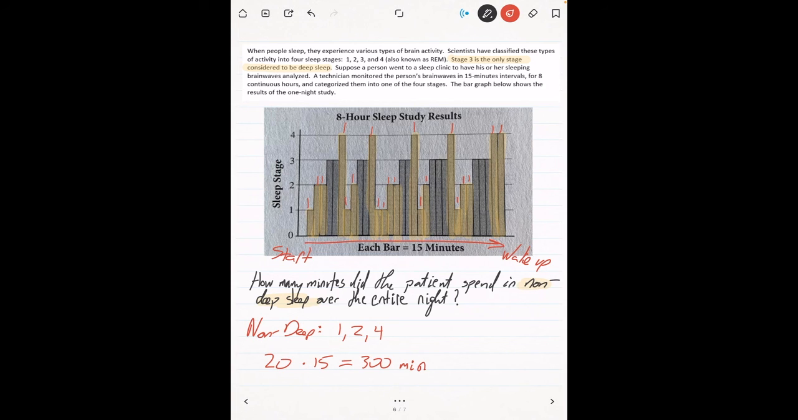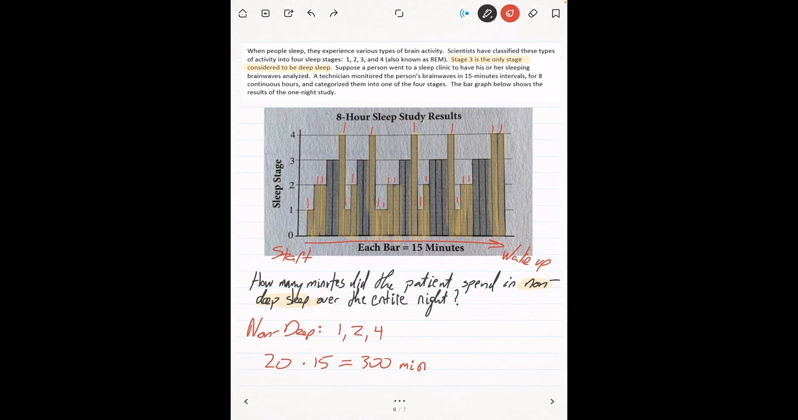And this is us just going through and counting up how many intervals, or how many bars, there were that weren't at a height of 3. How many bars didn't stop at this line? Now that's one way of going about finding this. Could you have maybe done an even quicker way of figuring out the total number of non-deep sleep?